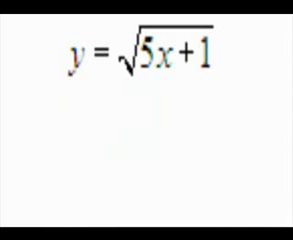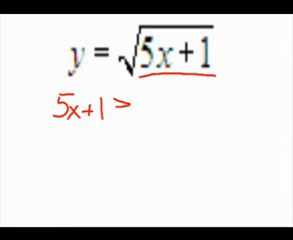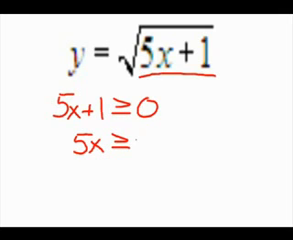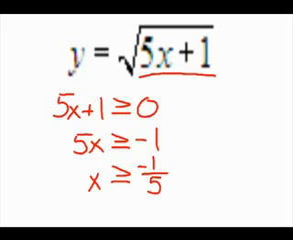In our last square root example, we will set our 5x plus 1 greater than or equal to 0. Subtract over the 1 and divide by 5. The domain here is x must be greater than or equal to -1/5. These are the possible values you can put into your function.